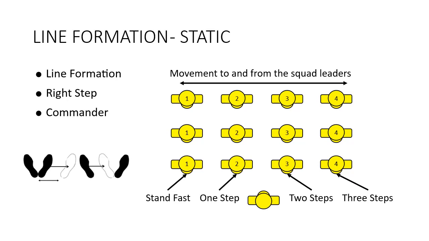The commander executes left step and remains centered on the formation. To move back to regular interval from close interval, the command is normal interval march. Each rank executes left step, the same number previously taken for close interval. The commander executes right step and remains centered on the formation.